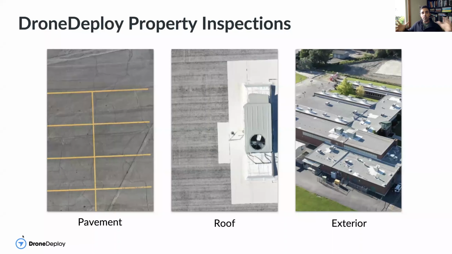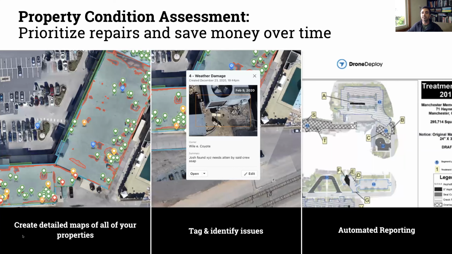We found many of our property customers, and I know the title is roofing, want to look at the pavement, the roof, and what we call the exterior or the facade, landscaping, et cetera, that third piece. Most of our customers in the facility space are analyzing these three components of their facilities. I'm going to jump ahead to show you what that analysis may look like. First off, property condition assessments.